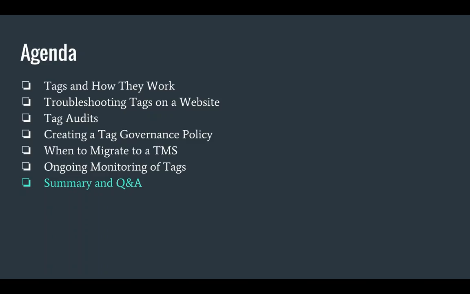The next step in that entire process is creating that governance policy. So, okay, we know where we are. We've done an audit. Where do we want to be? And what is required based upon what exactly it is that's happening on the site right now. That's where the policy comes in. Part of that discussion can then be migrating to a TMS.